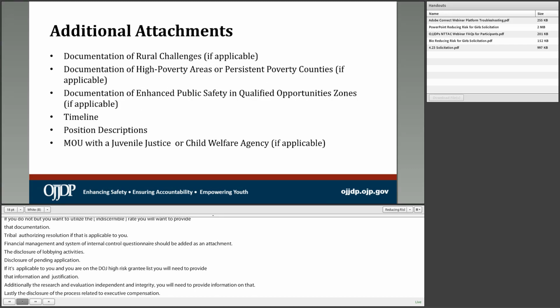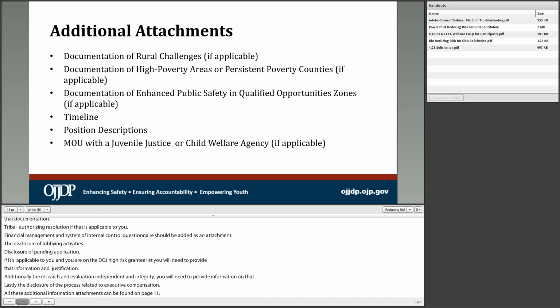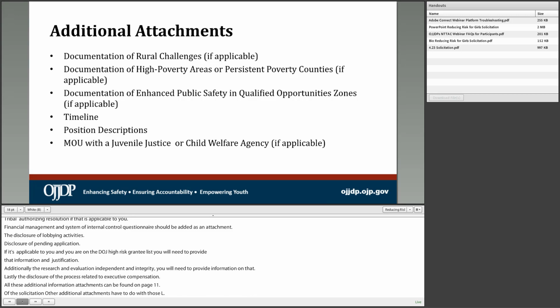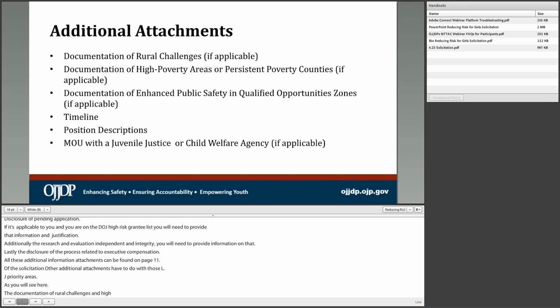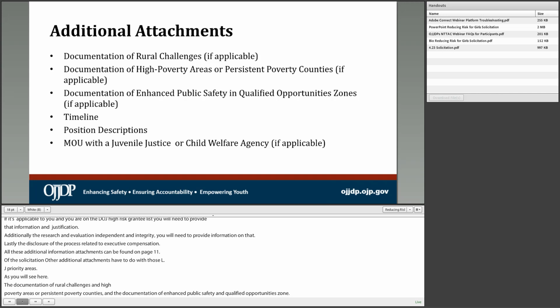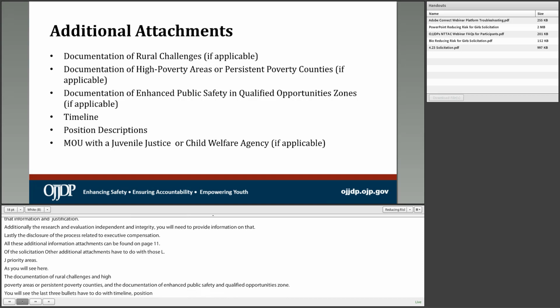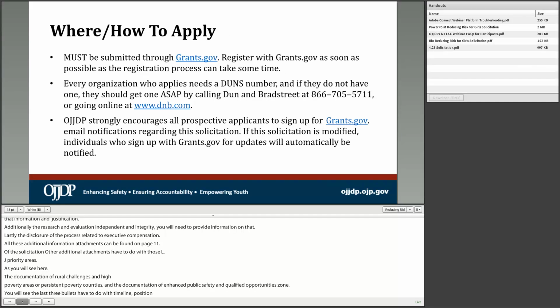And other additional attachments have to do with those OJP priority areas, as you'll see here. The documentation of rural challenges, the documentation of high poverty areas or persistent poverty counties, and the documentation of enhanced public safety in qualified opportunity zones. You'll see the last three bullets have to do with timeline, position description, and then again this memorandum of understanding with a juvenile justice or child welfare agency, if that is indeed applicable to you and your organization.